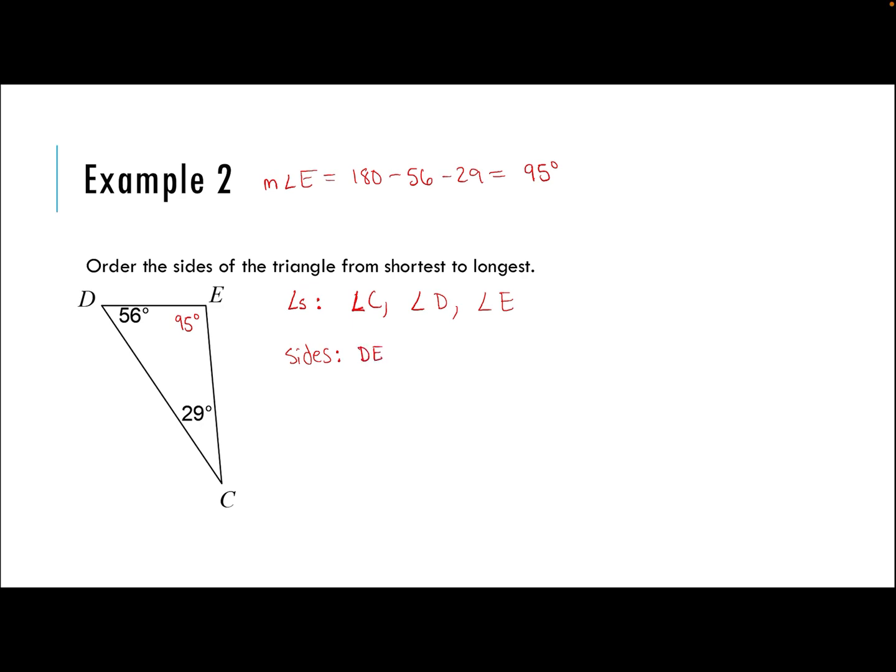So we have side DE. And then across from angle D, we have side CE. And across from angle E, we have side CD. So from angle C, if you draw an arrow, just going to the opposite side, that's how you know the opposite side. Just draw an arrow from that angle. Or again, it's just the other two letters.